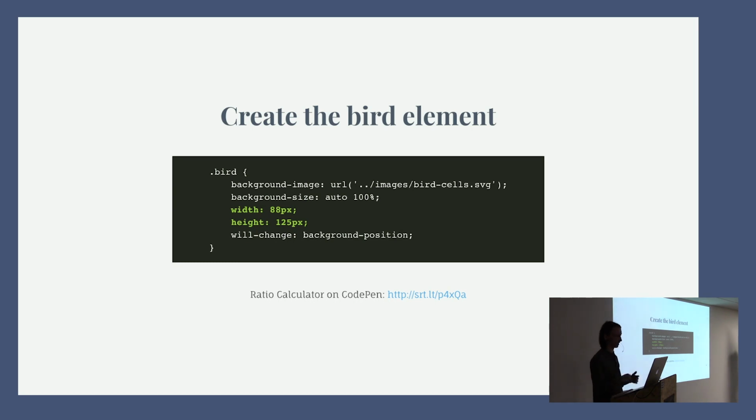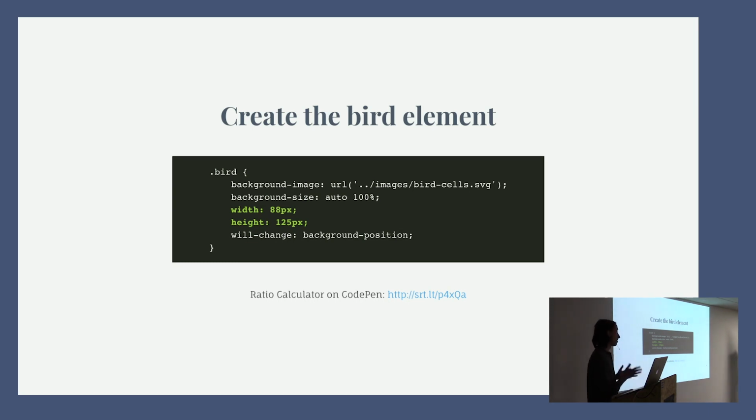So will-change is a fairly newish way of optimizing performance. It works the same as translateZ or translate3d, if any of you have used that. And then the only other two values here are the width and the height. Now this is where it gets a little bit more complicated. The height was chosen at random, so I just decided 125 looked good.